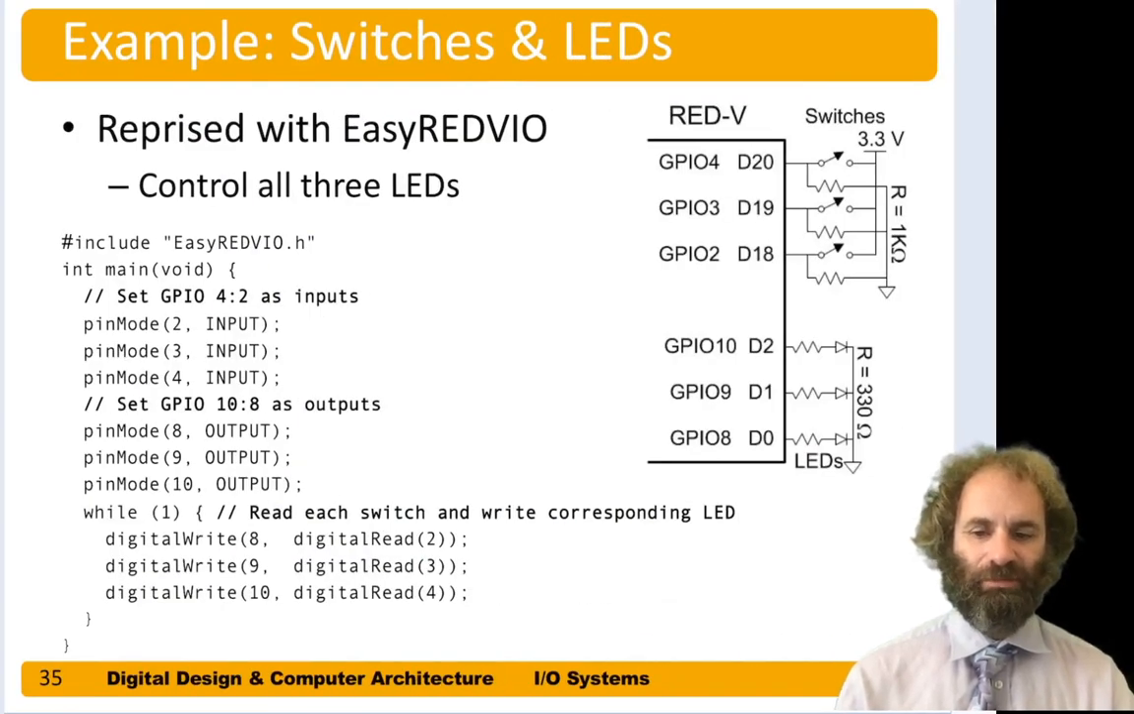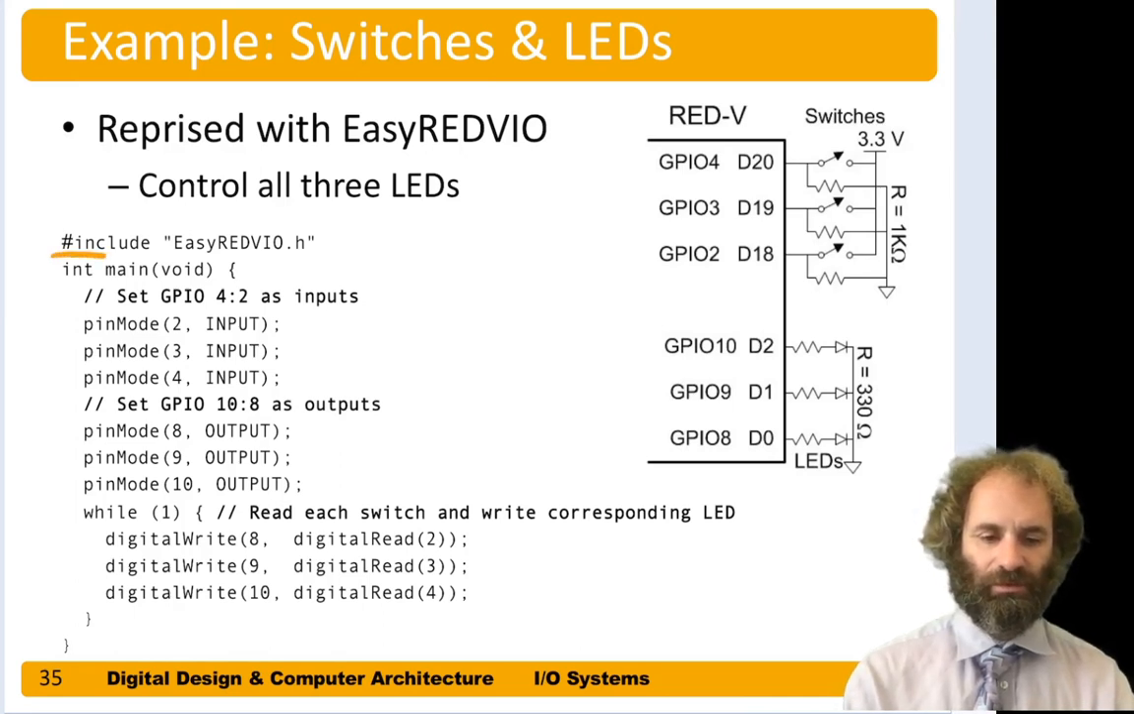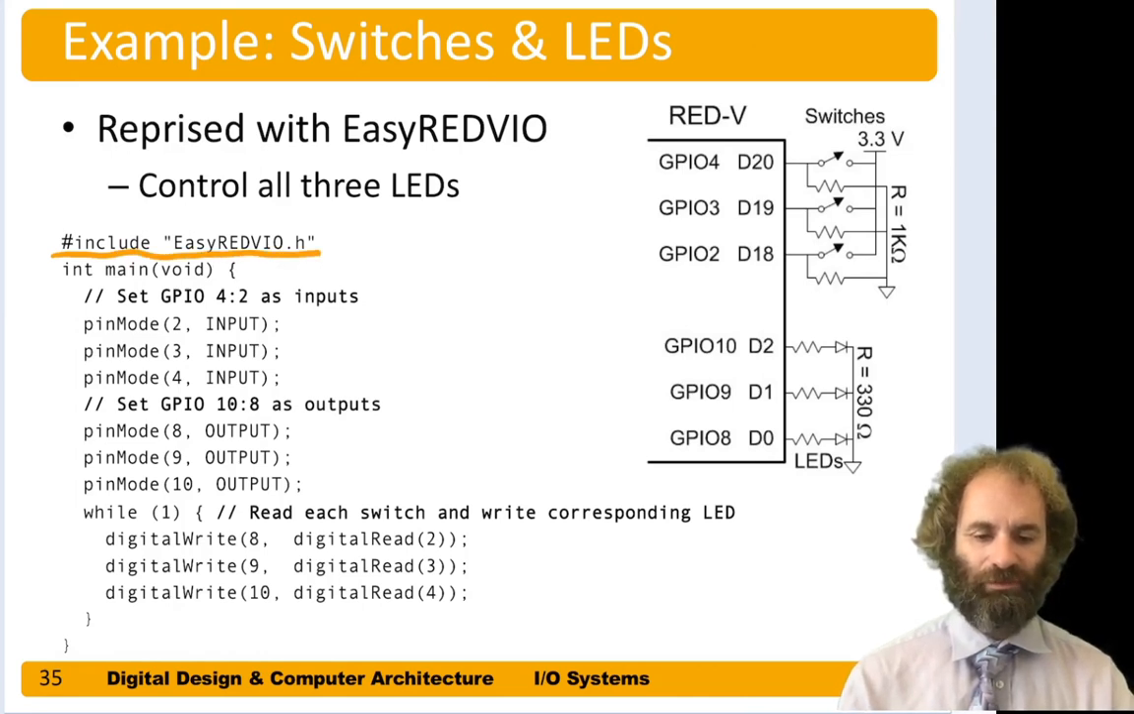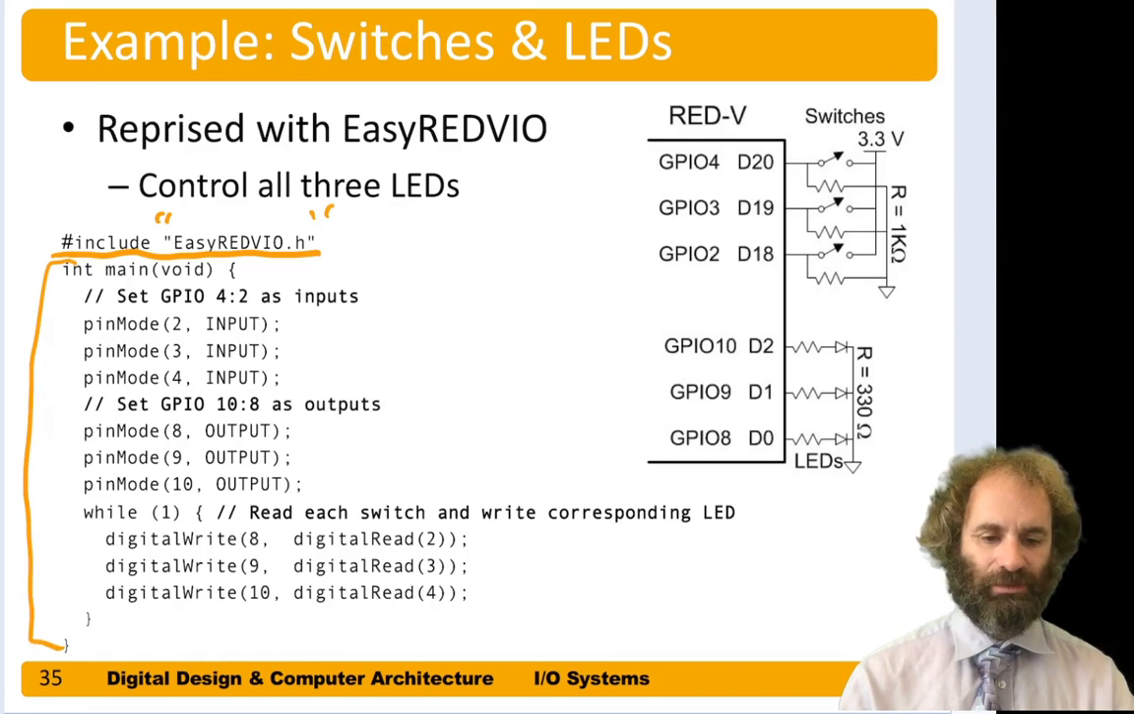All right, let's apply all of this library to write an easier to read program that now can look at 3 switches and turn on 3 LEDs as a consequence. So we'll pound include this easyred5io.h file. Being in quotes instead of brackets indicates to look for the file in our project folder instead of in a system folder. Now our main program.